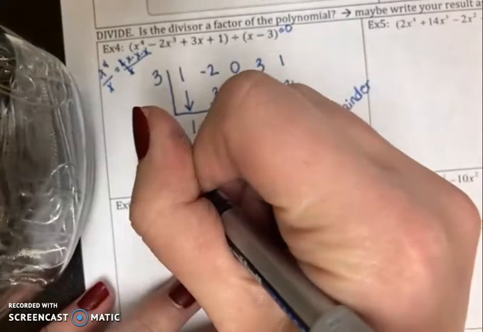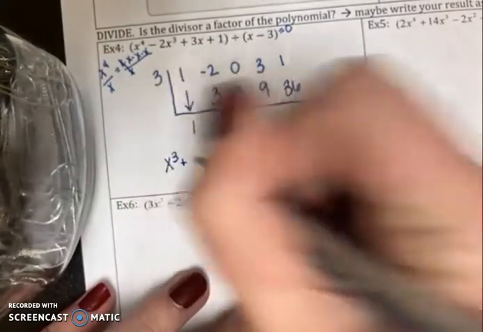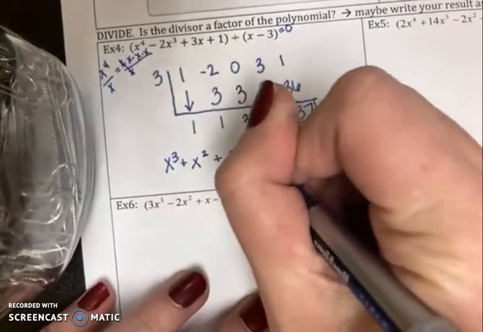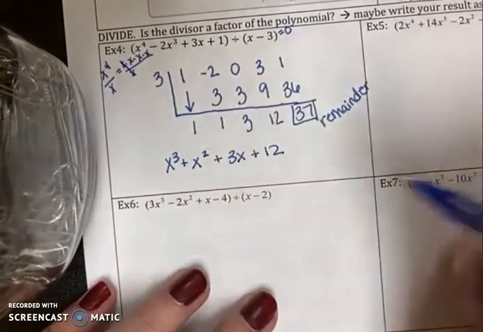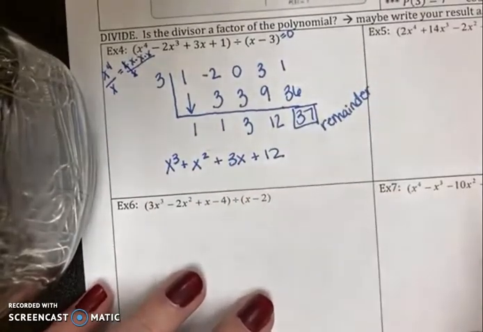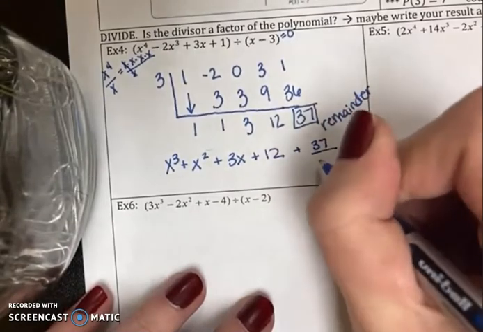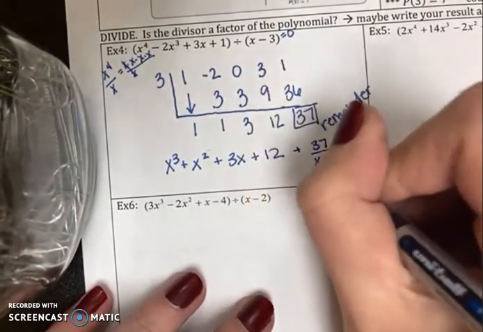So my quotient is x cubed plus x squared plus 3x plus 12. And then the remainder we need to write over the divisor. So plus 37 over my divisor of x minus 3.